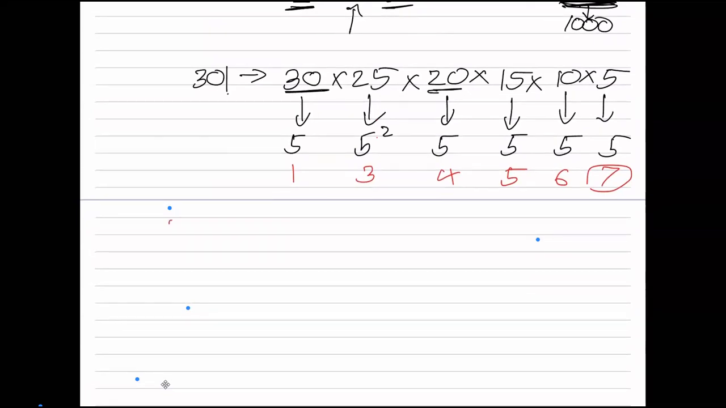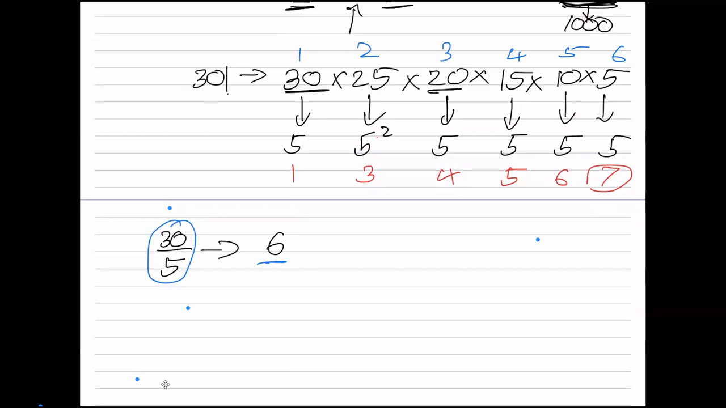For the powers of 5, you divide 30 by 5. What do you find? You get the answer as 6. Notice that we have 6 such numbers: 1, 2, 3, 4, 5, 6. We have 6 such numbers that are divisible by 5 up till 30. How did I find that? I divided 30 by 5 and wrote the quotient over here.